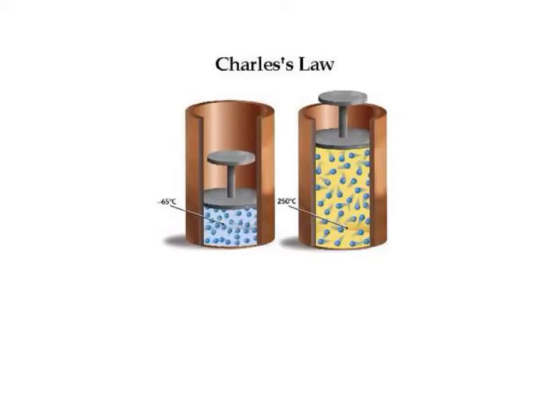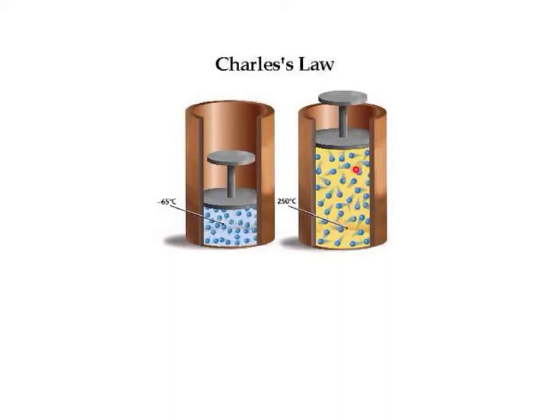So on this illustration about Charles' law, we have a gas that's trapped inside of these cylinders. And so this gas has a certain pressure, and at negative 65 degrees Celsius, we start to add heat to this. And as we add heat, we heat it up to 250 degrees Celsius. And what we have is the pressure has to stay constant.